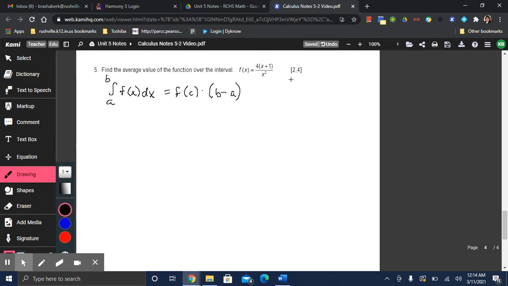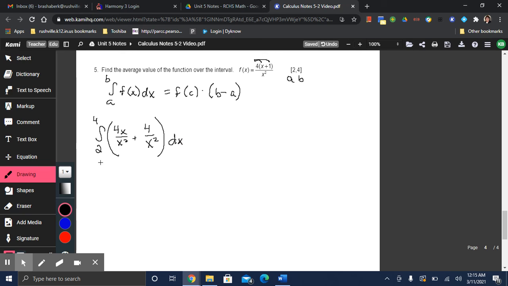So the a and the b are the 2 and the 4. So we will integrate from 2 to 4. Now, as I'm doing this, I'm going to distribute the 4. So this will give me 4x. I'm going to go ahead and write that over x squared plus, and then 4 times 1 gives me 4 over x squared dx.